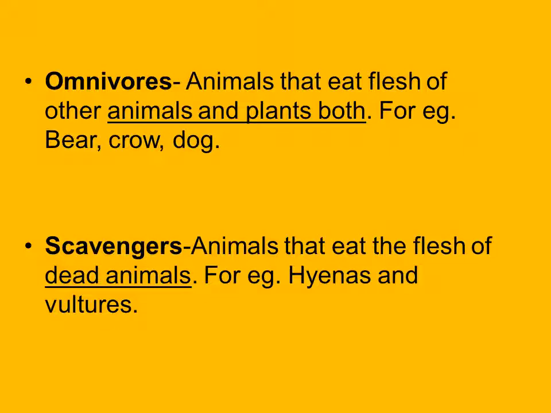So it is very important to mention flesh of dead animals. That is why dead animals has been underlined. And the examples are hyenas and vultures. Both of them are eating what is left out from the feed of a carnivore animal.